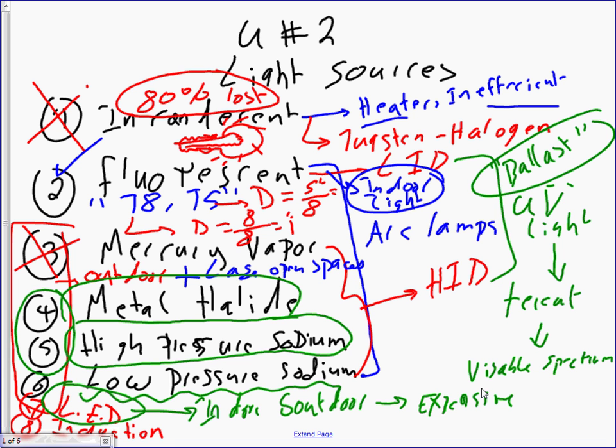Incandescent lamp, that's your grandma's light. They're being phased out in the commercial and industrial. You cannot, very specific application for them. You would never use it. That's the incandescent lamps. 80% losses.